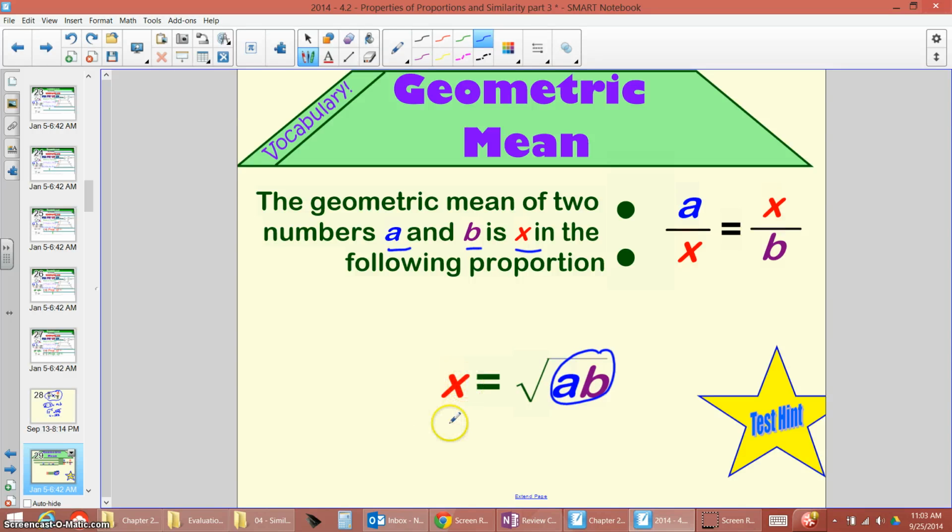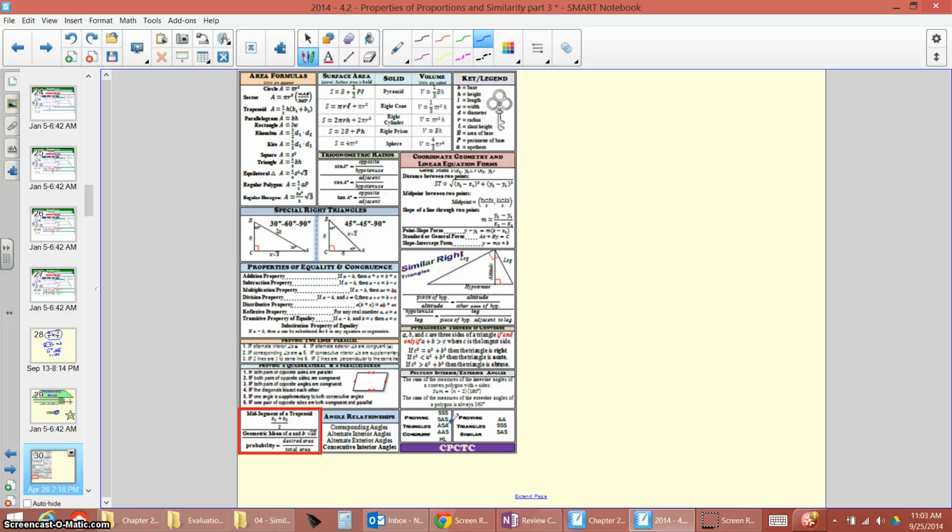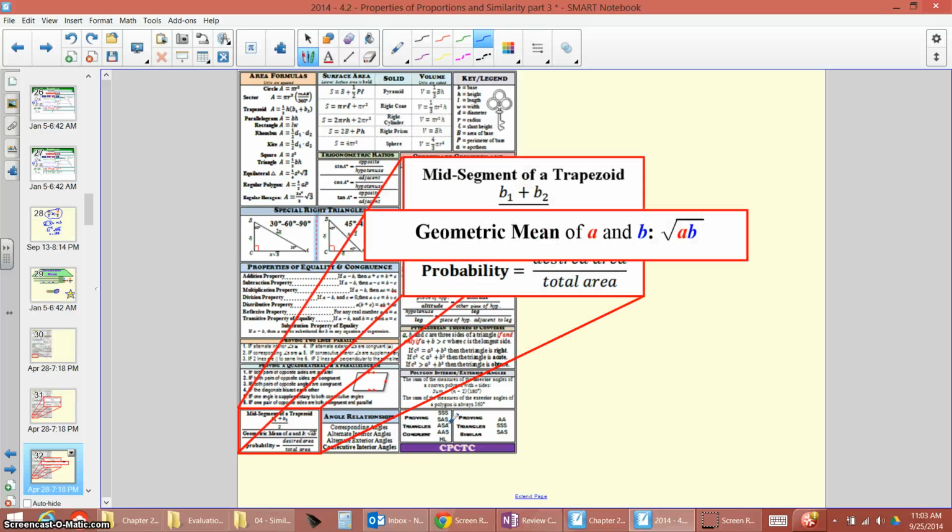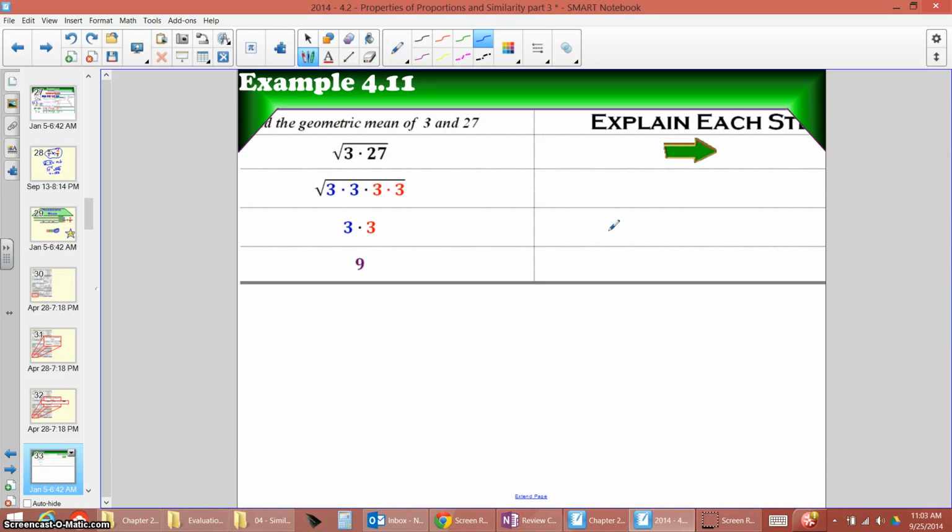Okay, so let's see an example of what this looks like. On your little cheat sheets for the test, you'll see that you have the geometric mean formula right there. So on the test, if I ask you what's the geometric mean between two numbers, there's no excuse. You have it right there. Square root of ab. So in this example, I'm looking for the geometric mean between 3 and 27.